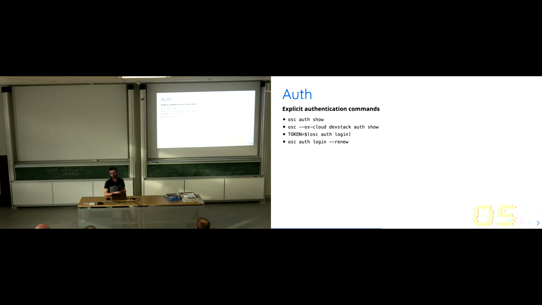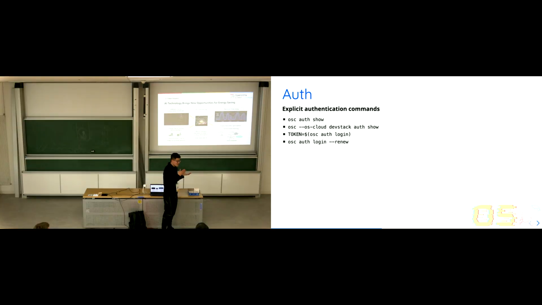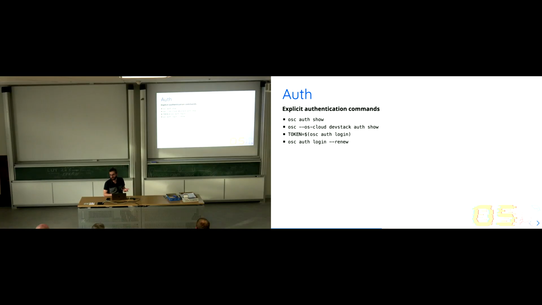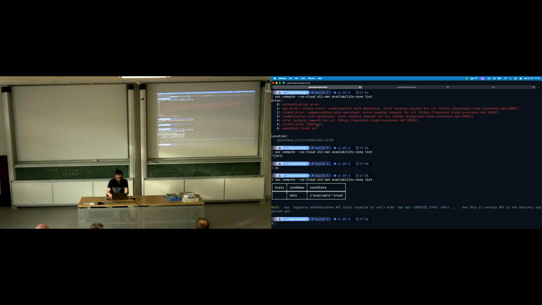If you just want to get the login, and explicitly put it into an environment variable to pass it on to the next invocation, for whatever reason, OSC auth login prints your current token into stdout in all the normal ways. OSC auth login renew is, like the name says, just renew the current token, whether it's necessary or not.